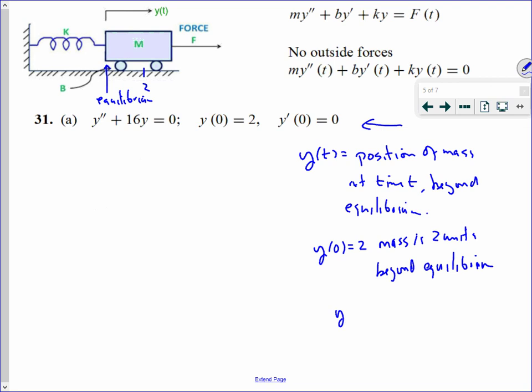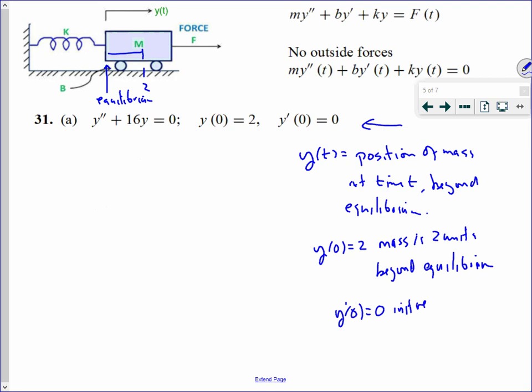Now, what does y prime of 0 equals 0 mean? Well, y prime is velocity. All right. So this means that initially there's no velocity. In other words, we just let go. We don't take it out here and give it a shove. We've stretched it out 2 units, and then we just let it go. Okay. So there's no initial velocity.